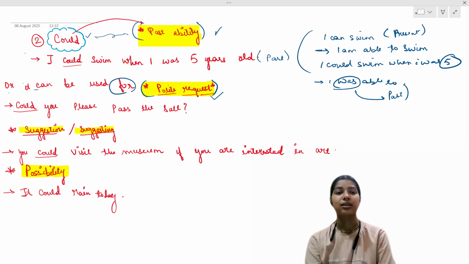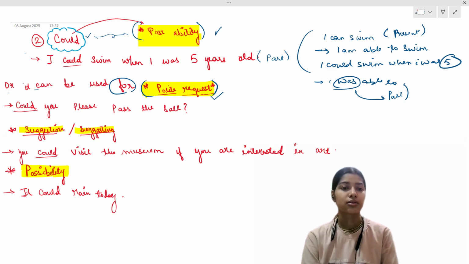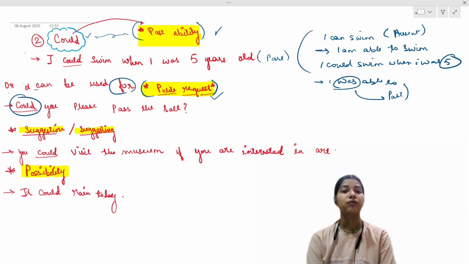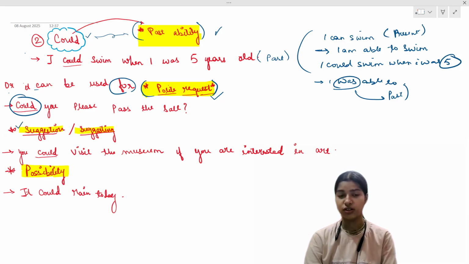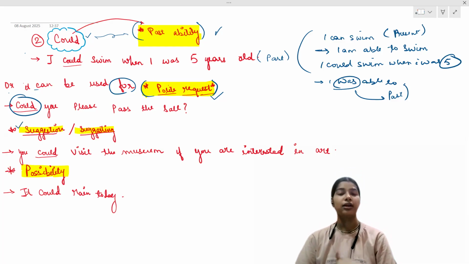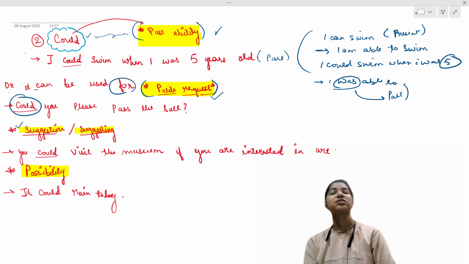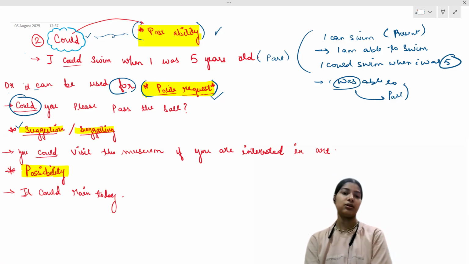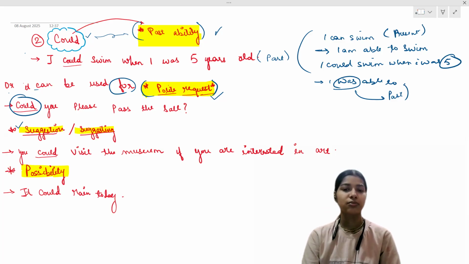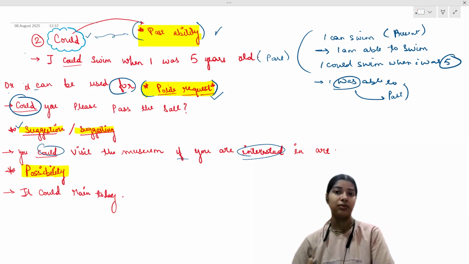So that is the modal we have used for the polite request. That is could. Okay. Next is the suggestion. The next expression that we use in the case of could is suggestion, where we are suggesting something to someone. You could visit the museum if you are interested in art. So here, with you could, I am suggesting to somebody.